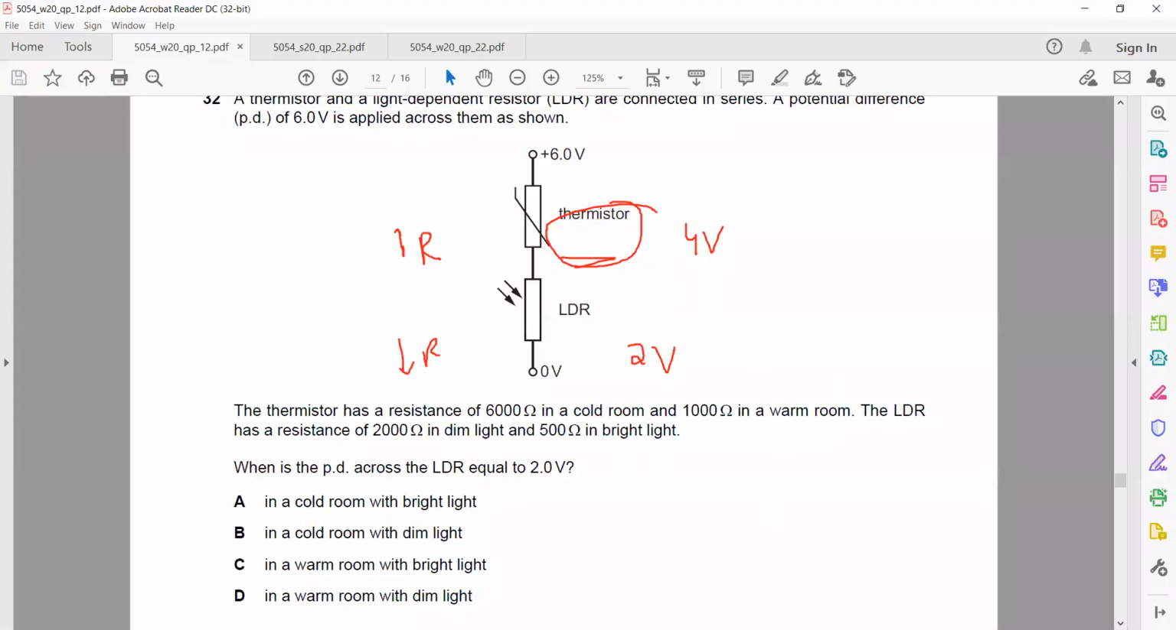And the ratio of the voltage and the ratio of the resistance is the same in a potential divider circuit. So what is the ratio of the voltage? 4 is to 2, or we can say it is 2 is to 1. So if the ratio of the voltage is 2 is to 1, we want the resistance ratio to be 2 is to 1. So for example, if it is cold and bright, when it is cold, it is 6000 for the thermistor, and when it is bright, it is 500. When I take the simplest ratio between them, that will come out 12 is to 1. So this is not the right answer.